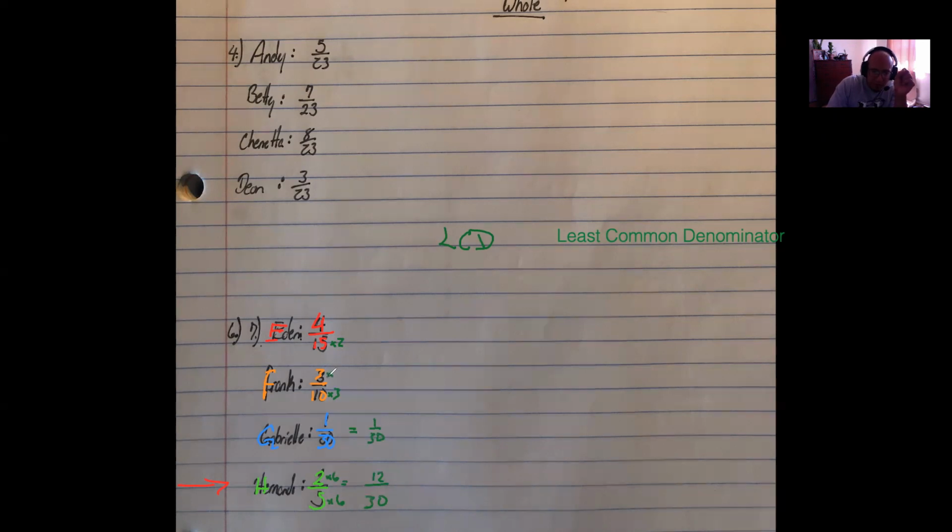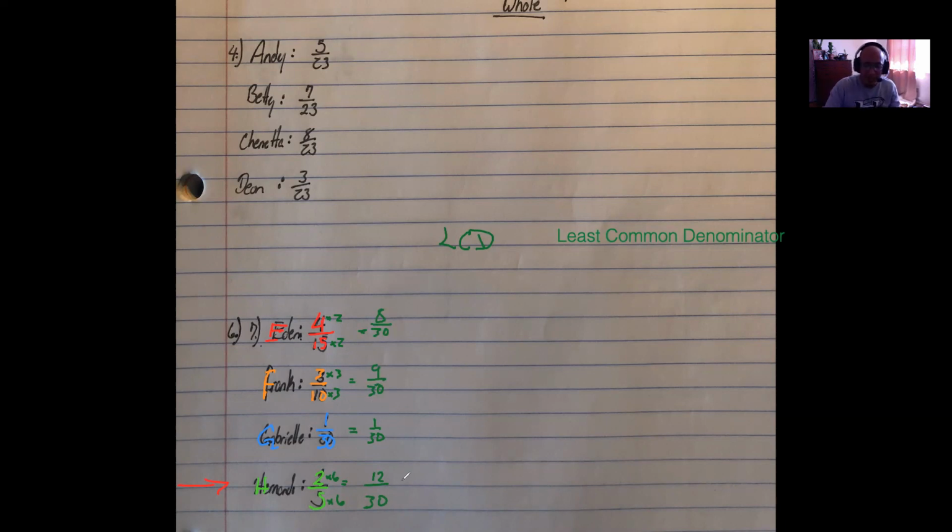So I'm going to multiply both of these by 3. So 3 times 3 is 9. 10 times 3 is 30. So now they have the same denominator. And then 15 times 2 is 30. And 4 times 2 is going to be 8. 8 out of 30. Okay, so we have 8/30, 9/30, 1/30, and 12/30.